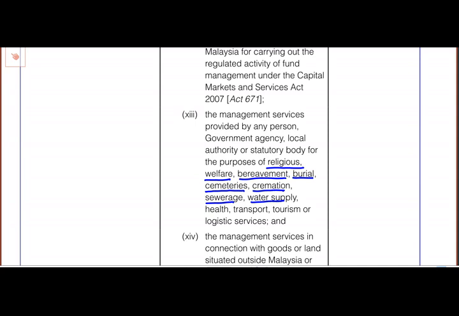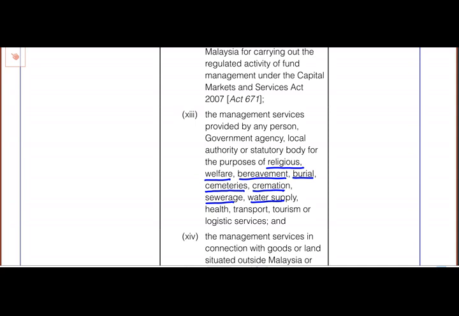Because I remember before that, the old opposition always joke and say die also must pay GST because your coffin got GST. So now they're trying to tell you that, now when people do services for you when you die, don't worry, there's no service tax. Okay? Now that was the whole idea.